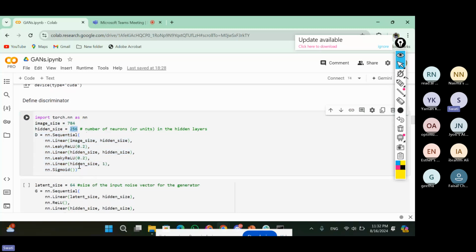Now we define the full architecture of the discriminator, like how this will be. So first we will give image size as input. Like in the first layer, we will have this one, and then this will be the number of neurons. Okay, then we are using leaky ReLU as an activation function. I hope you remember what is leaky ReLU. Anyone want to tell what is leaky ReLU?